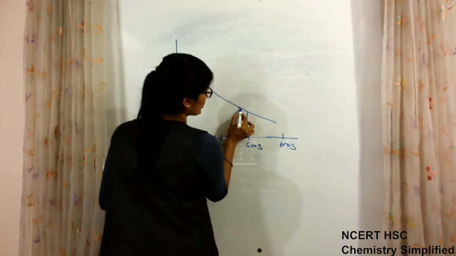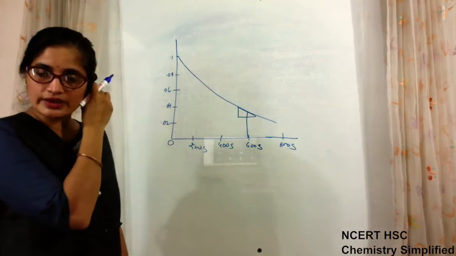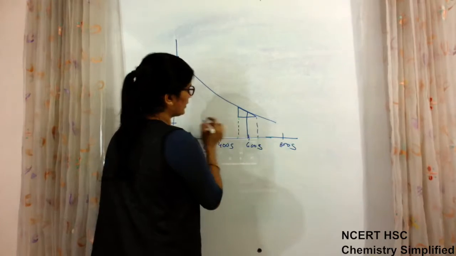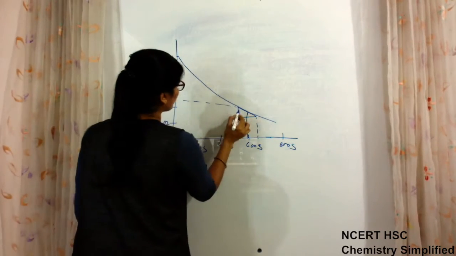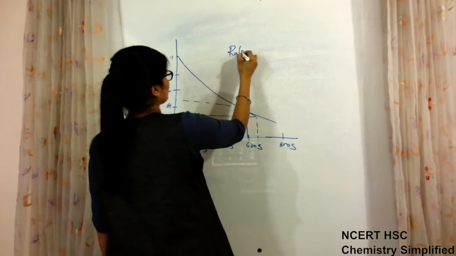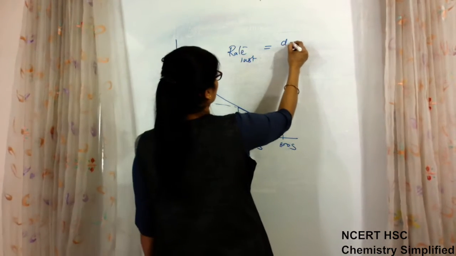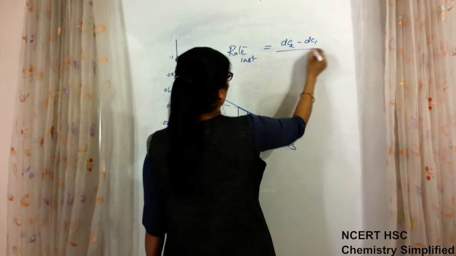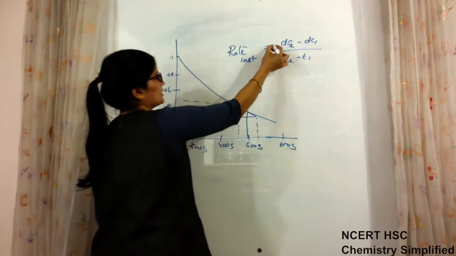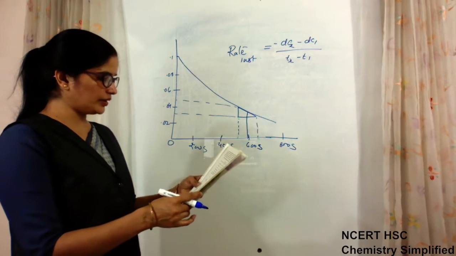So from this point, you will draw a tangent and make the slope. Now what we have to do is, we have to take two values where these lines touch the graph. This value, as well as this value and this value. Then we can find out instantaneous rate, that is equal to minus delta C upon T2 minus T1. And minus sign is there already. Clear?